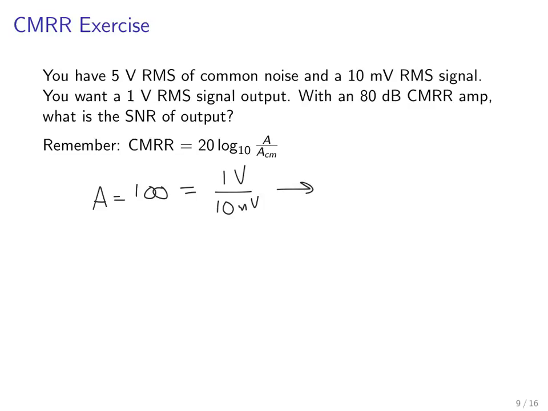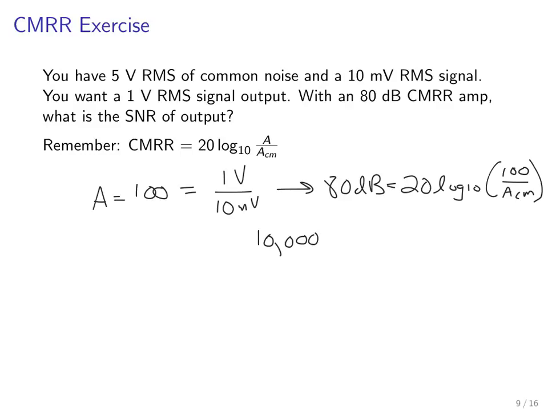So that means that 80 dB is going to be equal to 20 times log 10 of 100 divided by ACM, the unknown common mode gain. So we need to solve for that so that we can figure out what the SNR of the output is going to be. So we can convert 80 dB back to linear units, convert both sides back to linear units, and what we would get is that 80 dB is equal to 10,000. And then when we do this, we get rid of the 20 log 10 on the right-hand side.